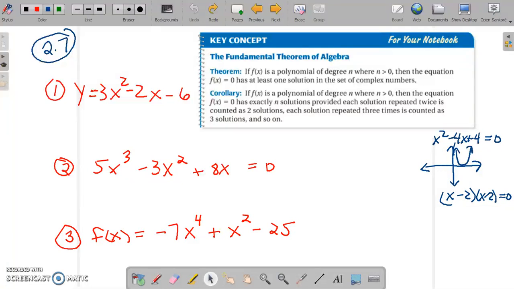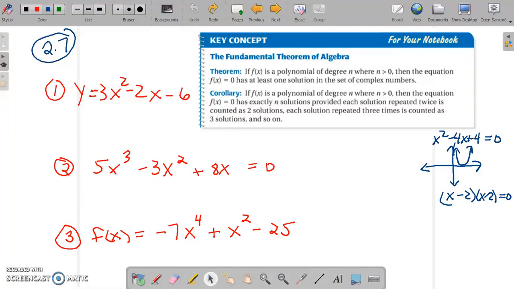And the corollary to that is, if you have a polynomial function of degree n, where n is greater than 0, then the equation f of x equals 0 has exactly n solutions, provided each solution repeated twice is counted as 2 solutions, and each solution repeated 3 times is counted as 3 solutions, and so on.